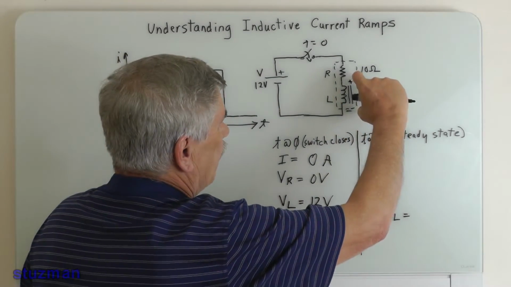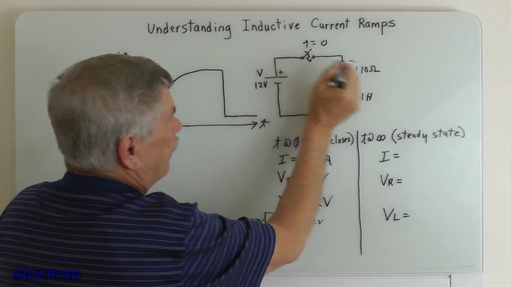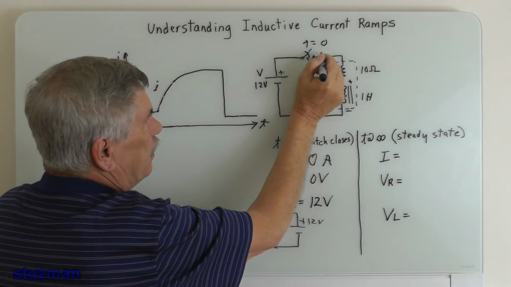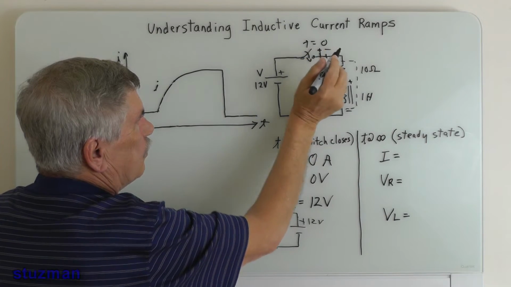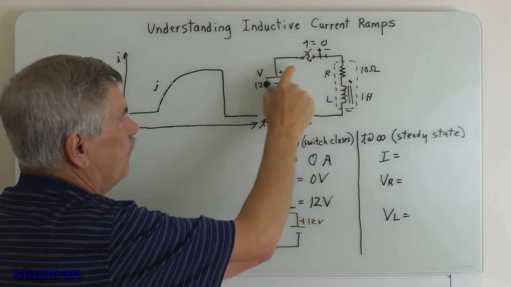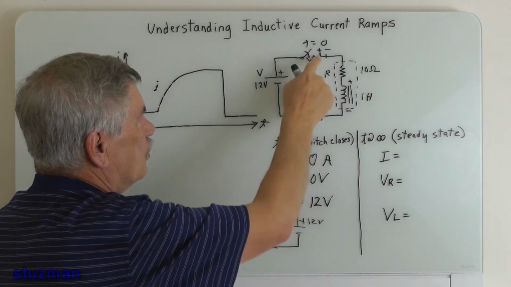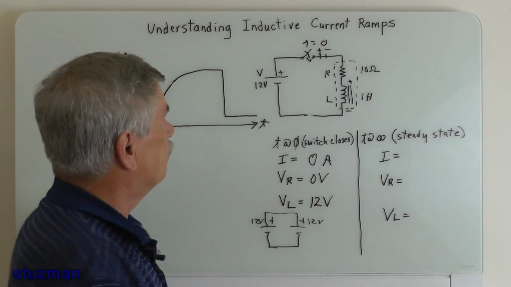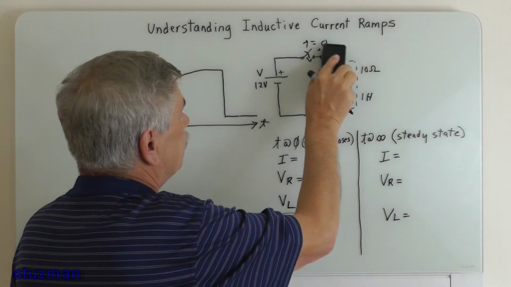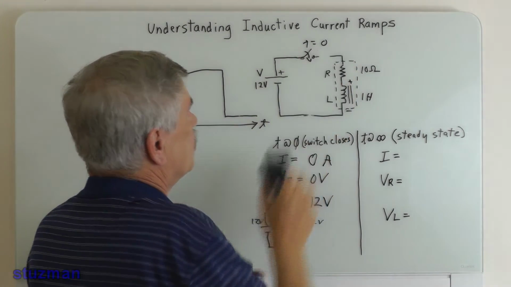Think of this as a battery, and now this battery will be up in here. This will be plus, this will be minus. Now this voltage that's across the inductor is opposing the source voltage. That's why we don't have any current, okay? At that very instant.